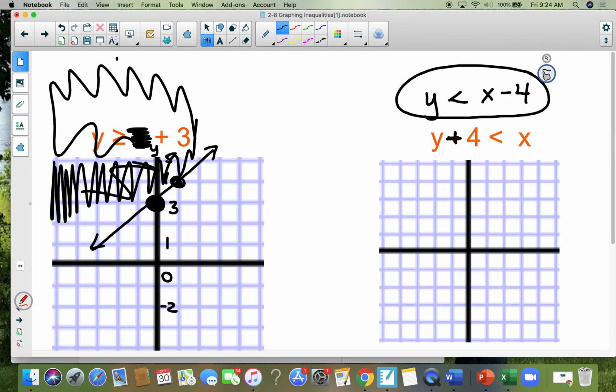This is called the y-intercept. You always start graphing a line with the y-intercept, which is 1, 2, 3, 4. Right down here is y is less than x minus 4. Again, there's an imaginary 1 out in front of the x. You're going to go up 1 and to the right 1. Up 1 and to the right 1.